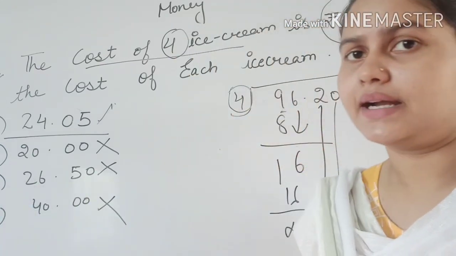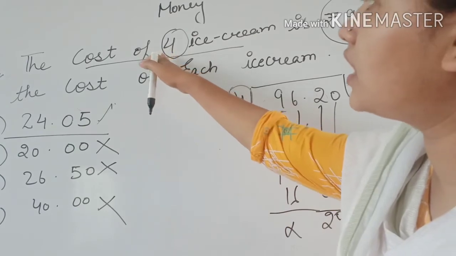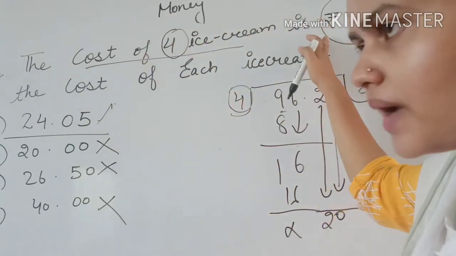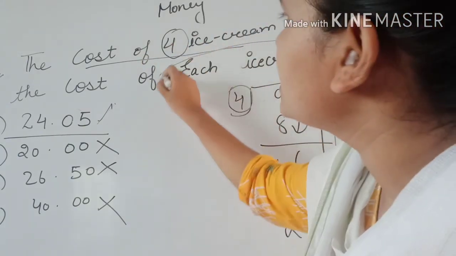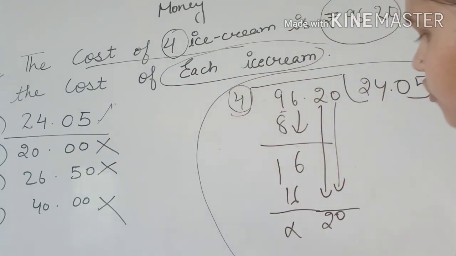Now we learned how we have done this. We have the cost price of 4 ice creams, and we have to find the cost of each ice cream, and we have done this by our division method.